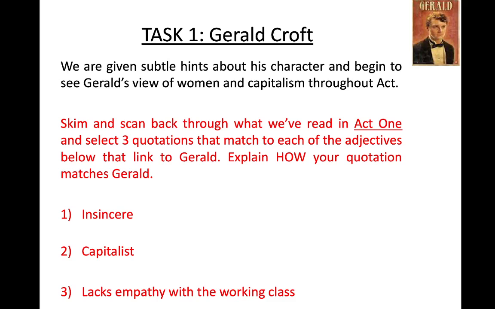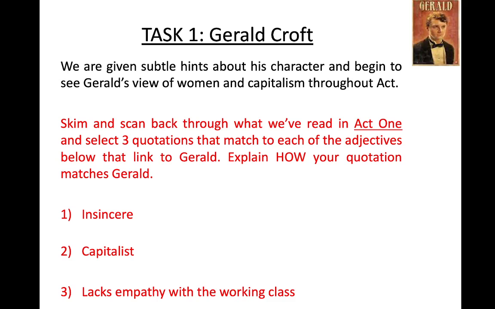So the first task is to review what Gerald's character is like up to now. A bit of a skimming and scanning task really. What you need to do is have a look back through Act 1 and select 3 quotations that match the adjectives below. It's just one quotation for each adjective, and these all link to Gerald. I'd also like you to explain, in 2 to 3 sentences, how the adjective matches the quotation that you pick out for Gerald. So you've got insincere, a capitalist, and lacks empathy with the working class.